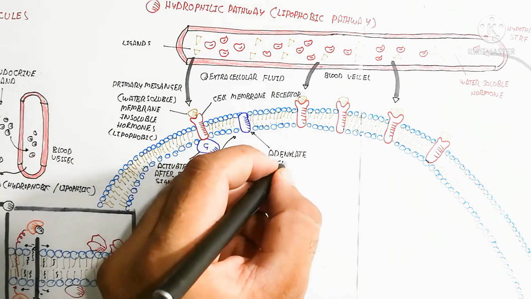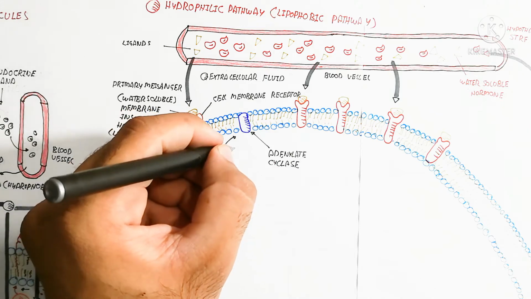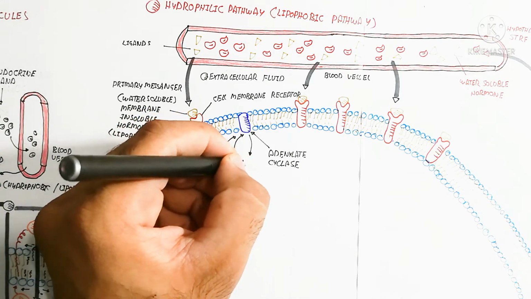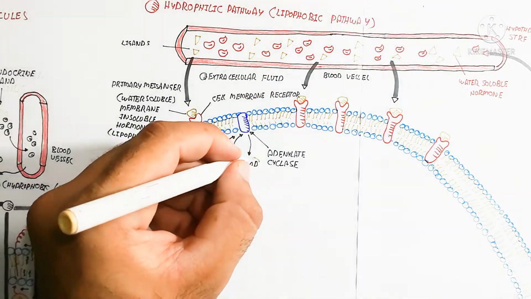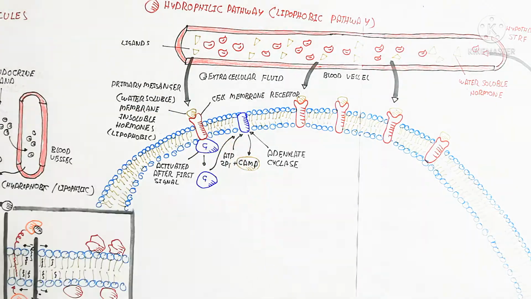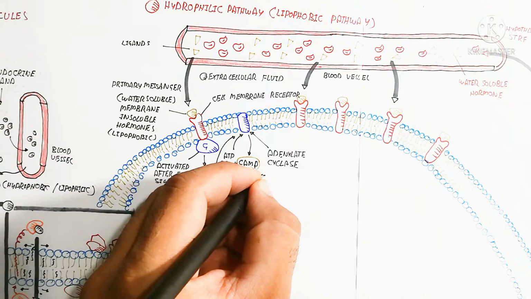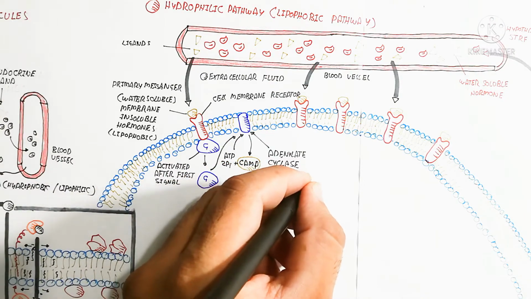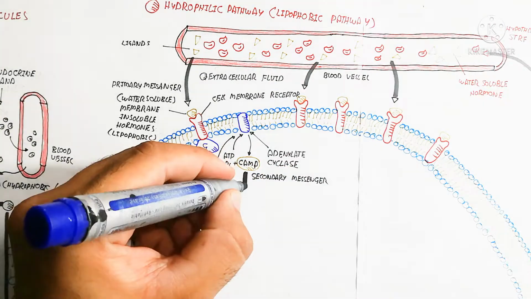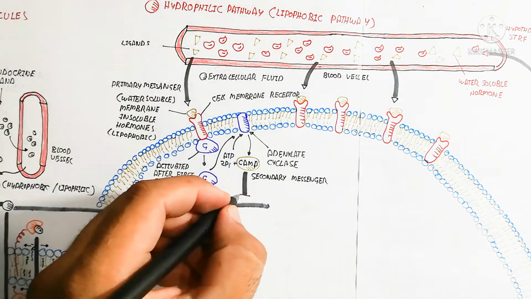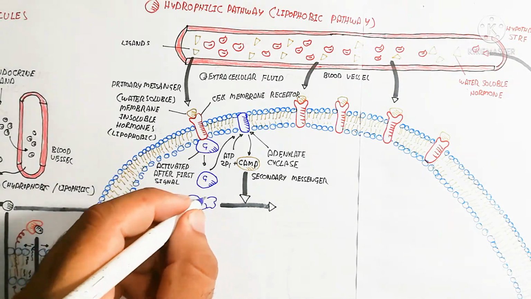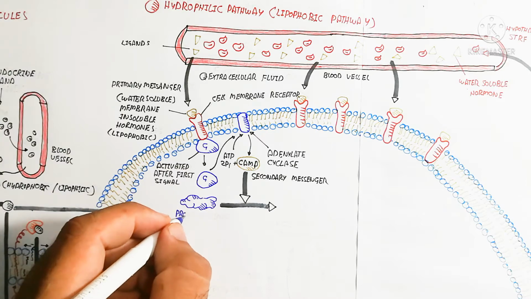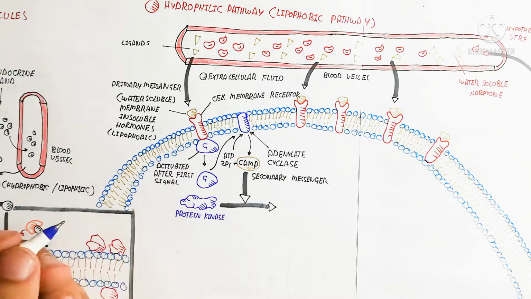So that will activate the adenylate cyclase enzyme. This enzyme is also an integral protein present in the plasma membrane, inside between the bilayer of the phospholipids. So it will use the ATP and G protein to produce the cyclic AMP. So this cyclic AMP is a secondary messenger. While on the other hand, the hydrophobic pathway does not require this mechanism.